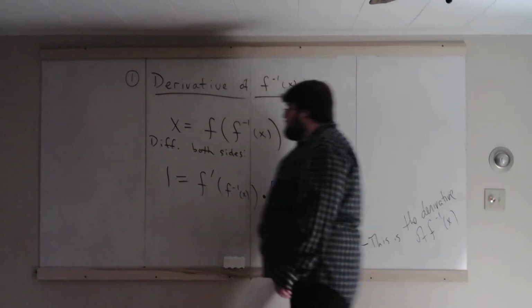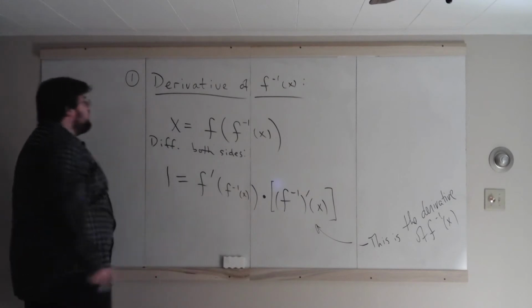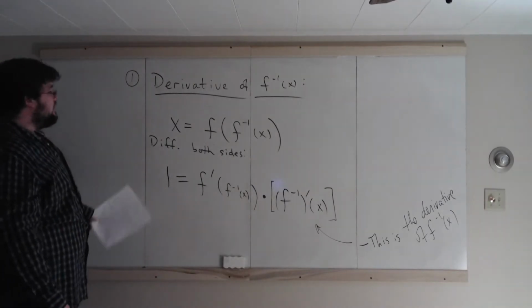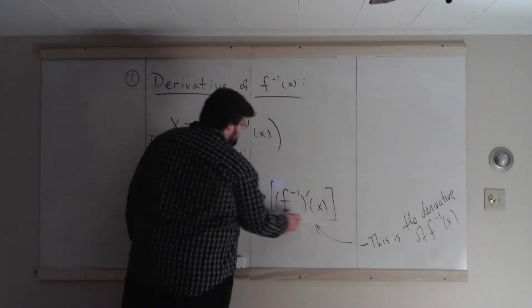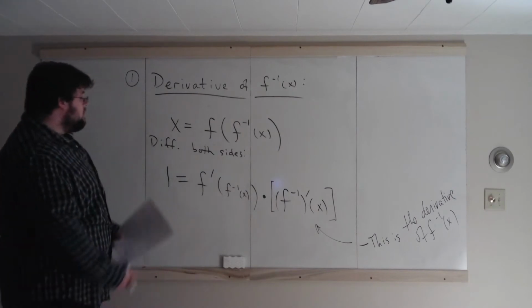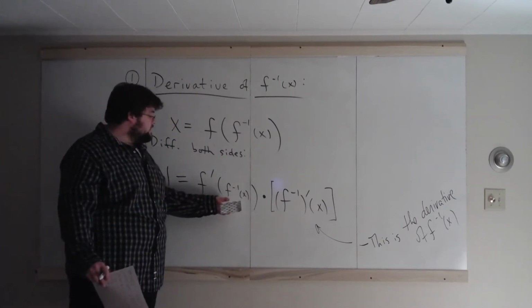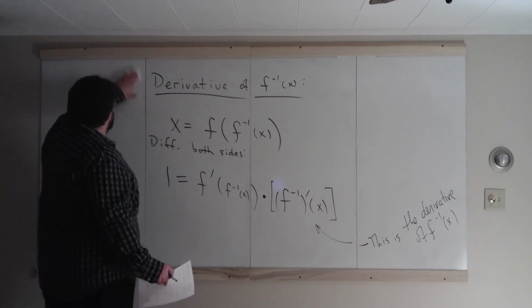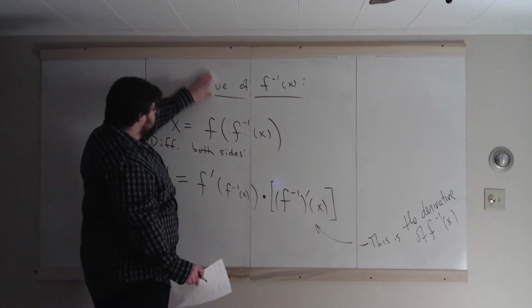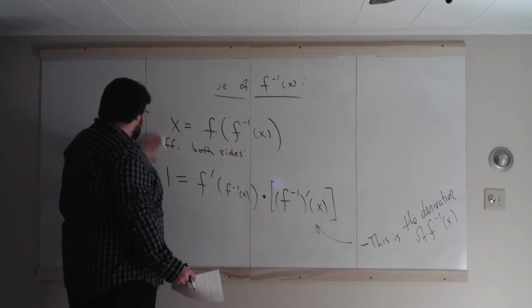F inverse prime. And our goal here was to find the derivative of f inverse. Well, right here, there's the derivative of f inverse. But we haven't solved for that, so let's solve for that by dividing both sides by this thing in front of it. So divide both sides by f prime of f inverse.